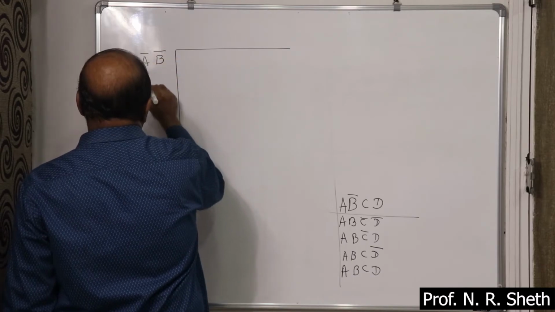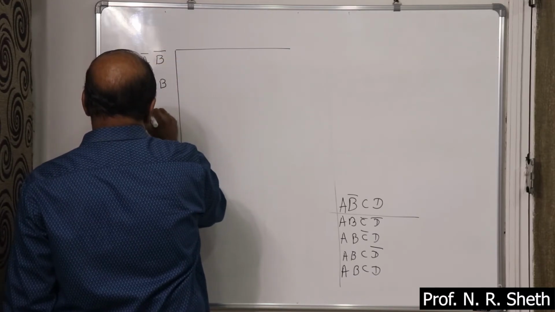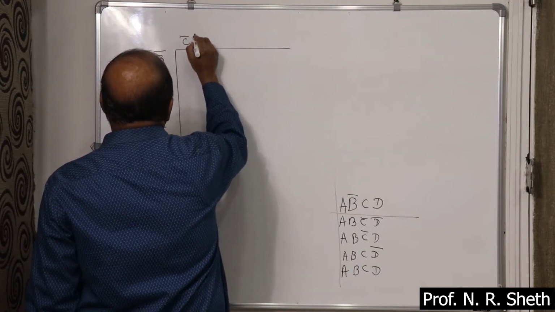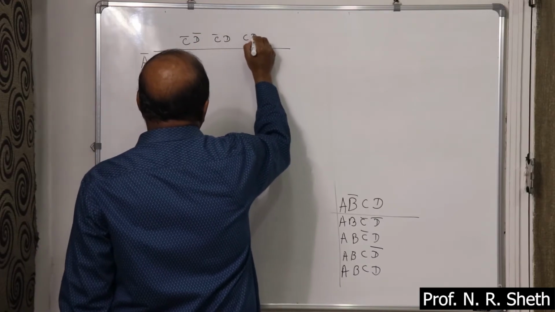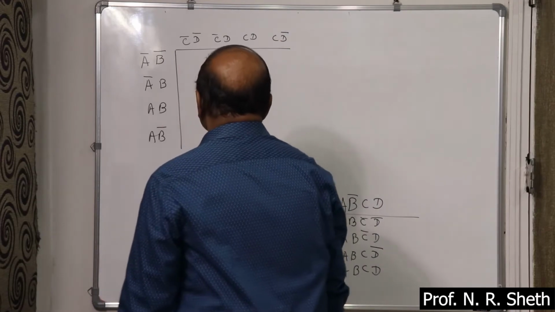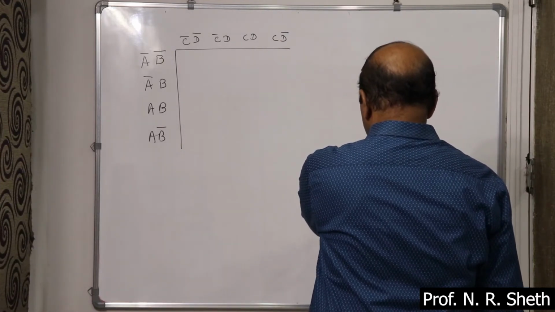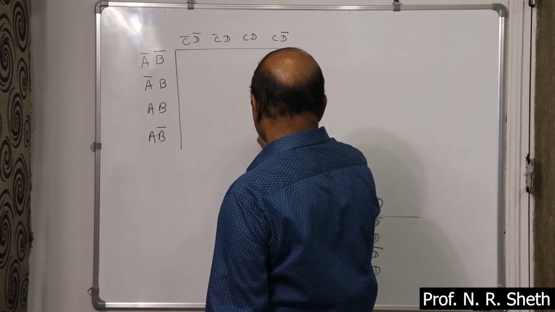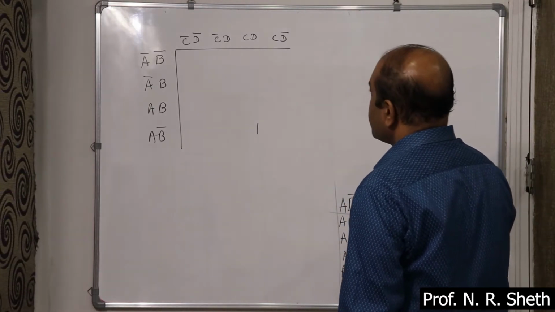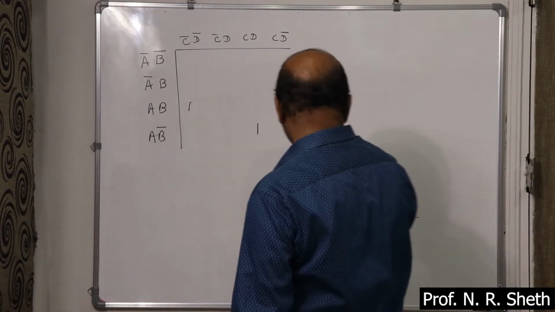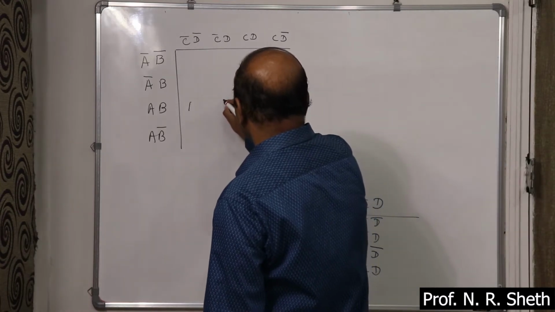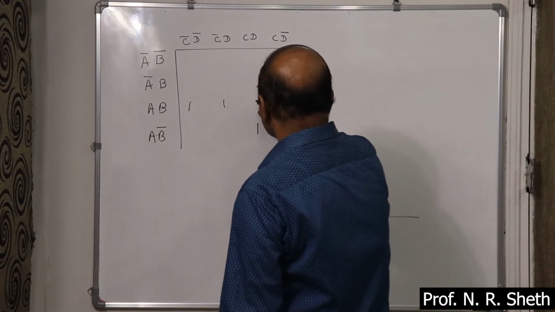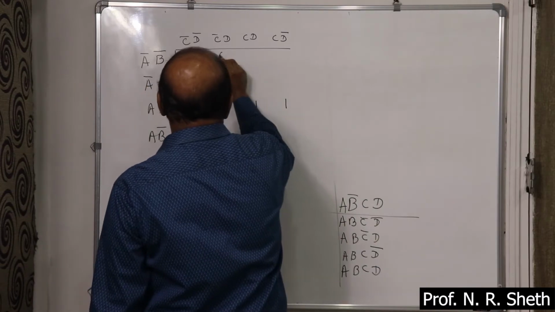A bar, B bar, A bar, B, A, B, A, B bar, C bar, D bar, C bar, D, C, D, C, D bar. A bar, B bar, C, D, A, B bar, C, D, this entry, A, B, C bar, D bar, this one, A, B, C bar, D, this one, A, B, C, D bar, this entry, and A, B, C, D, this one. The rest are zeros.